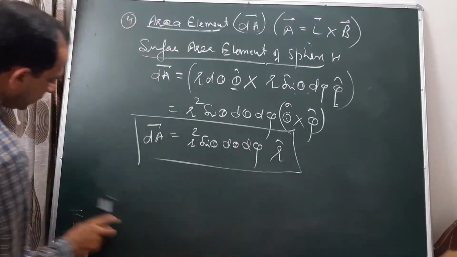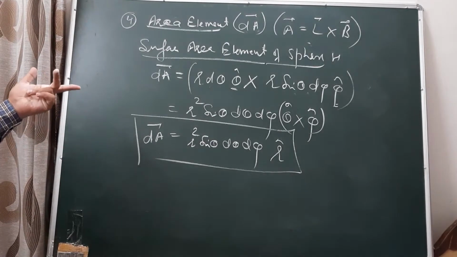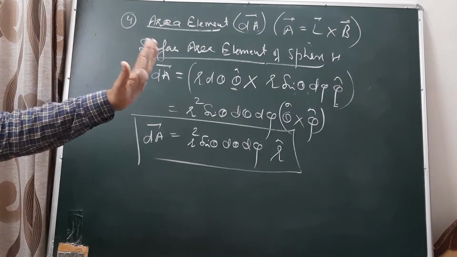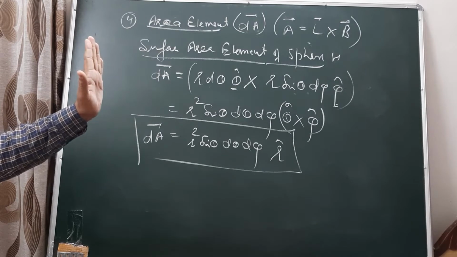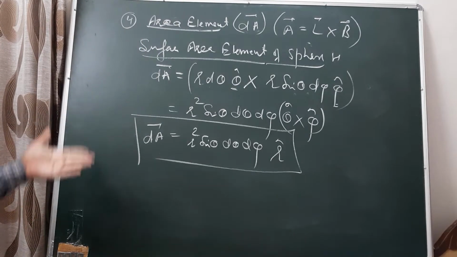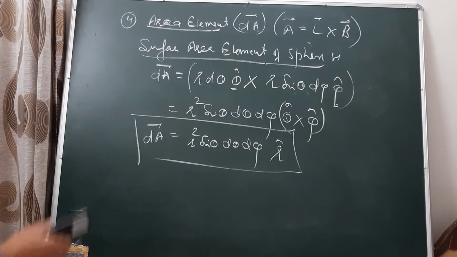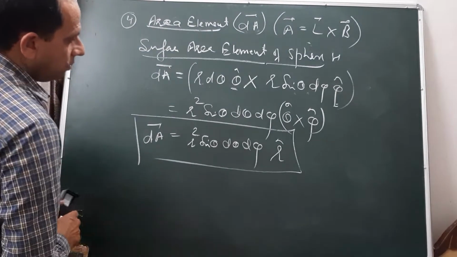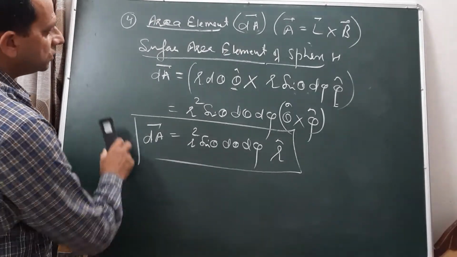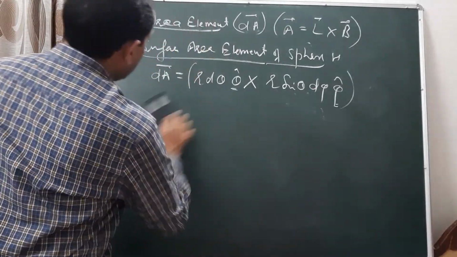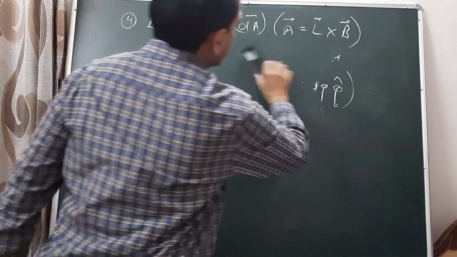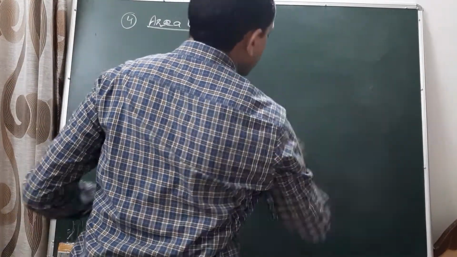We can also calculate the other two area elements, that is of r and theta, theta and phi, and r and phi, but in our syllabus only the surface area element will be considered. So, this is the area element. We can represent this area element in a diagram also.